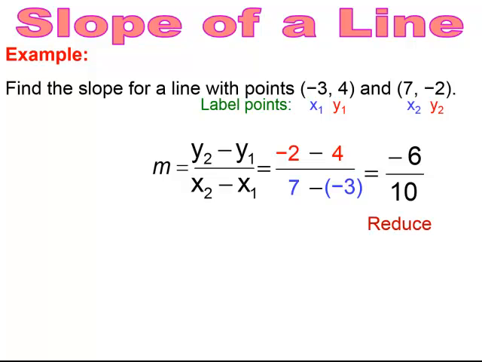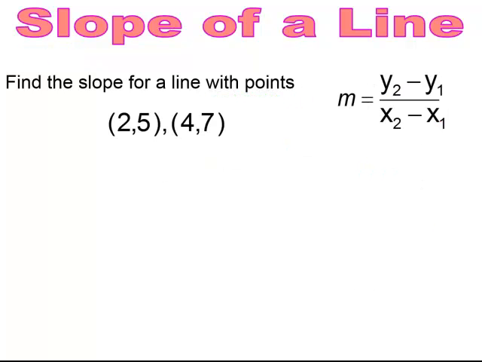If you do not reduce the fraction, the slope will be, or the answer will be incorrect, because it always wants it in reduced form. So the slope here, in this case, would be a -3 over 5. So always remember to reduce if you have to. Pause and try.